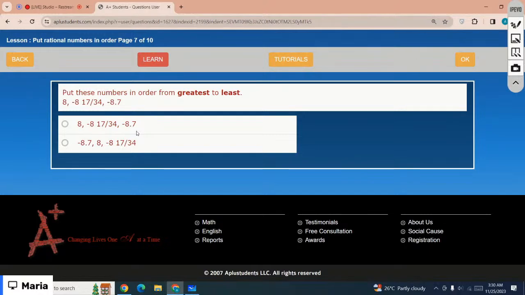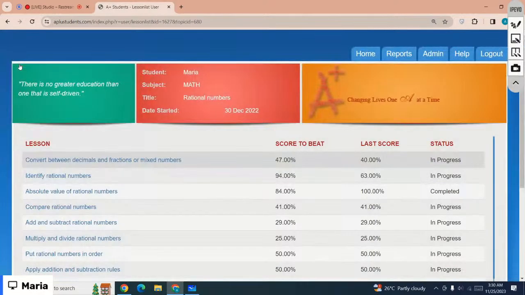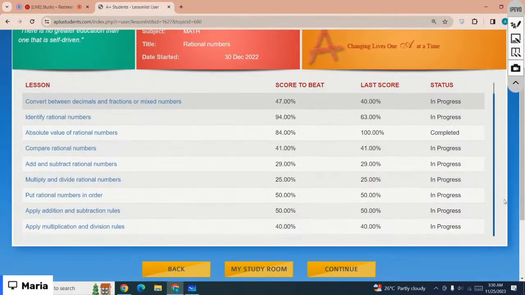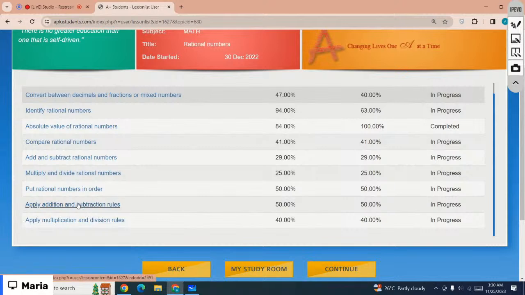Yes, option number 1 is the correct option, right? Okay, you can complete the lesson by yourself later today. Let me just move on to the next lesson, right? And the next lesson is, yes, apply addition and subtraction rules, right? Now we have done with adding and subtracting rational numbers, right? We're going to see what the rules are to add them.